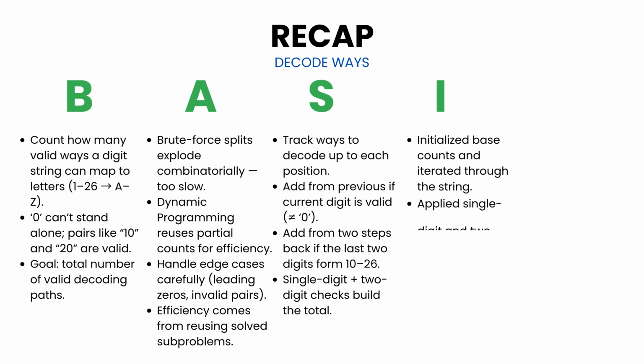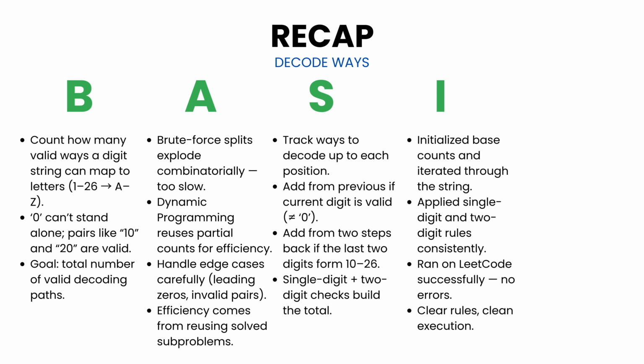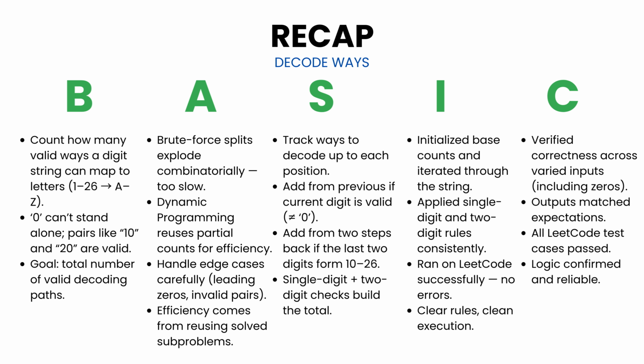Implement recap. We implemented this logic in Python and ran it on LeetCode without any errors. The DP solution worked efficiently in O(n) time and space, and we even noted that it could be optimized to O(1) by using just two variables. Check recap. After running our test cases, the output matched perfectly with expectations. The DP table captured every valid decoding path, confirming that the logic worked for both regular digits and tricky zero cases.